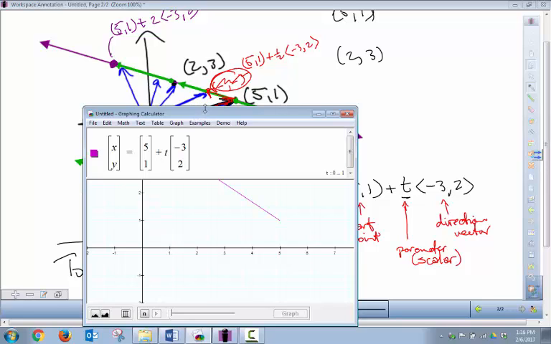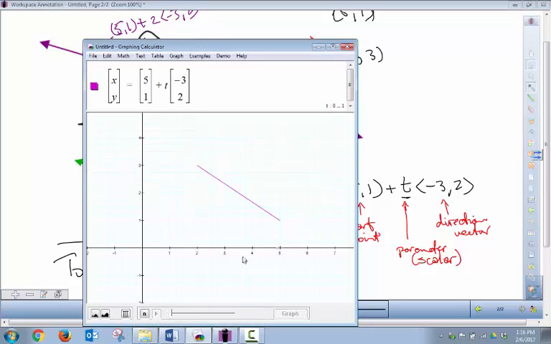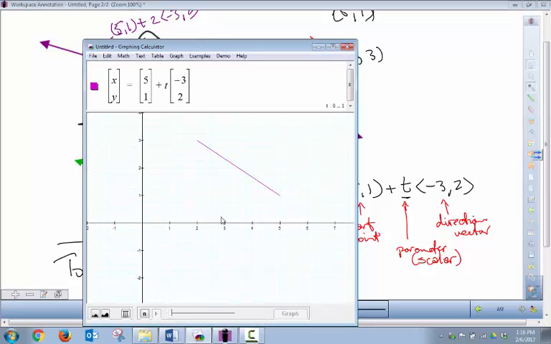So notice that this only draws a piece of the line. Actually, let's identify those points that we had. The point 5,1 and what is it, 2,3? Oh, yeah. 2, 3, yeah.